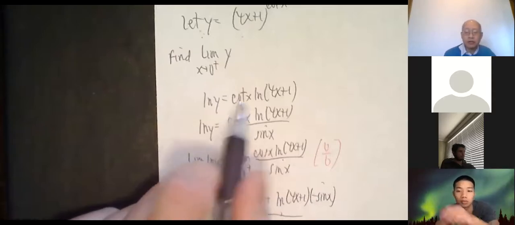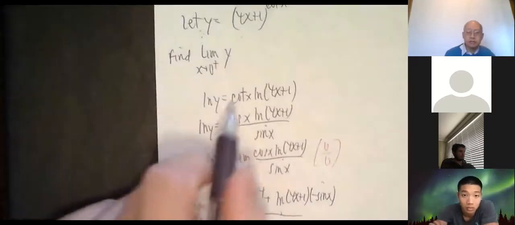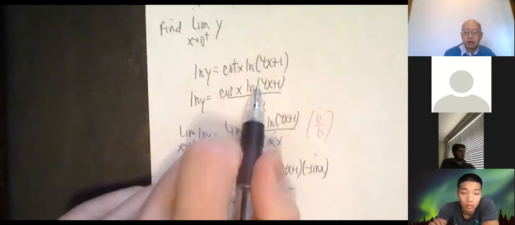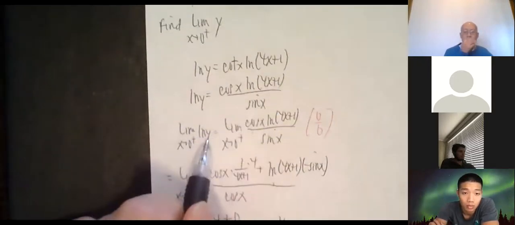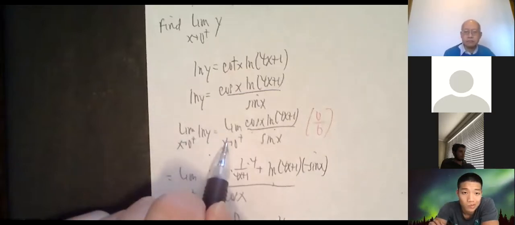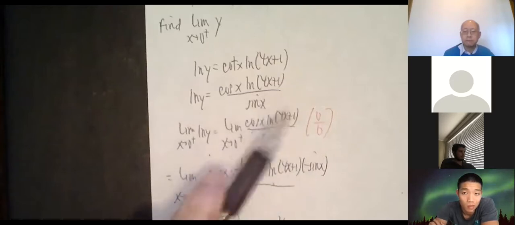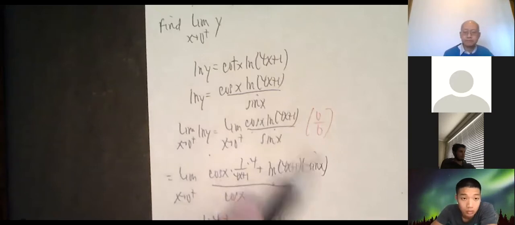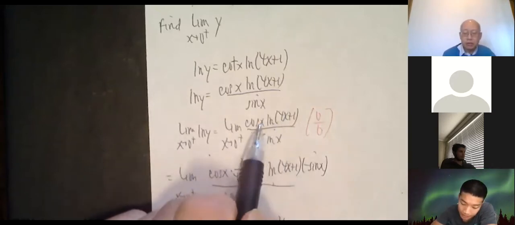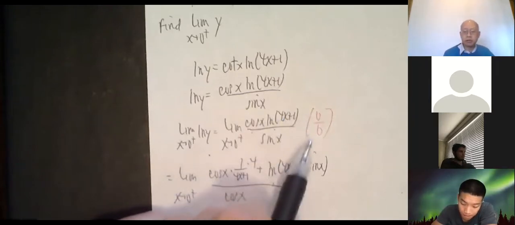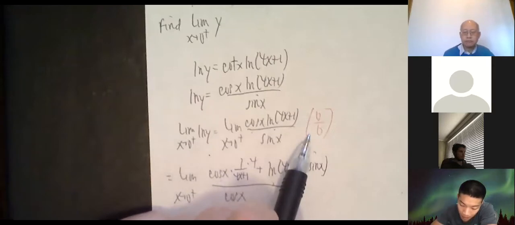Okay, now I've got to force there to be a fraction. So what is cotangent? Cosine over sine. ln y equals cosine x times ln of 4x plus 1, over sine x. Okay. Now I take the limit as x approaches 0 from the right of both sides. Okay, 0, 0, 0. Sine of 0, 0. Top, cosine of 0 is 1, but ln of 1 is 0. So 0 times 1 is 0. So it is 0 over 0. So L'Hopital's rule does apply.